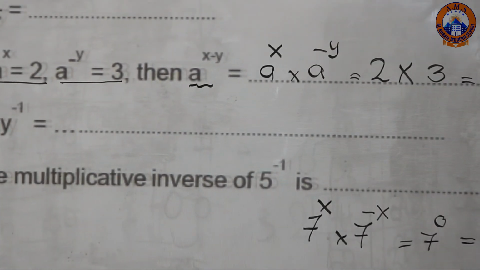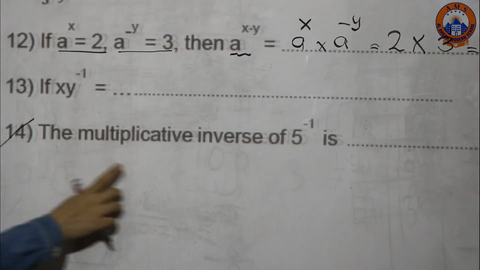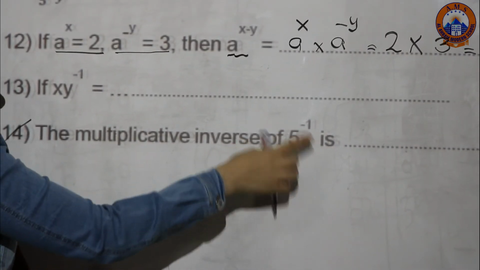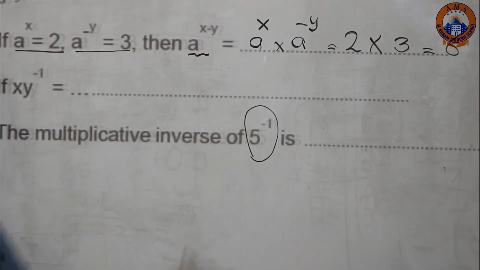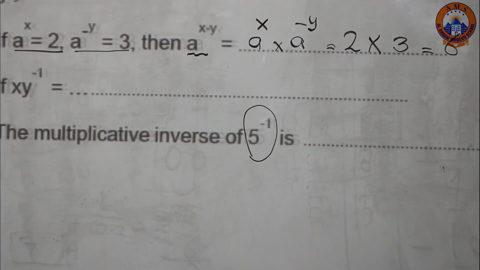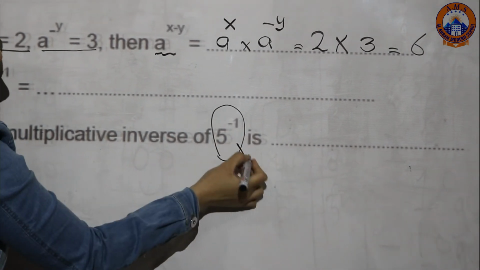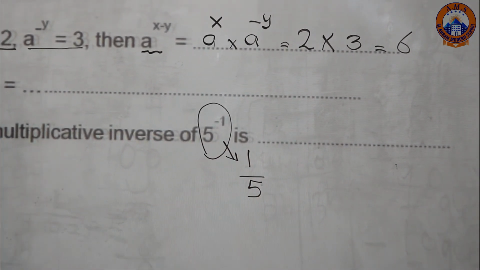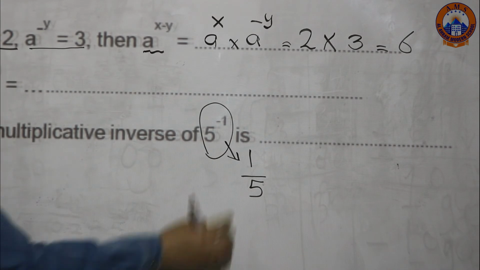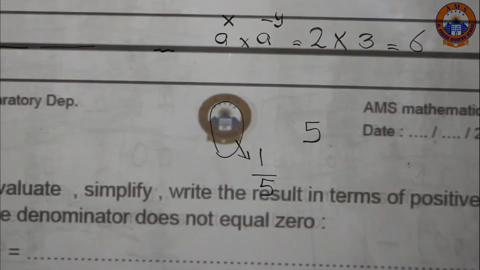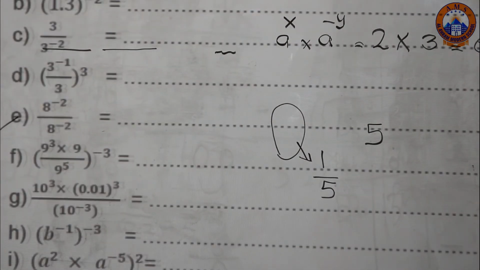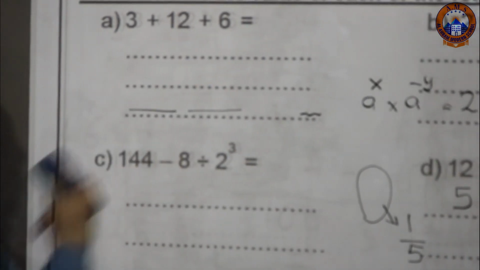Okay, exercise number 14. The multiplicative inverse of 5 to the power negative 1 is, first I have to change the power of 5 to be positive. This will be 1 over 5. So the multiplicative inverse will be flipped. It will be 5. Okay? Try to do exercise 5 by yourself. Check your answers from the model answer.